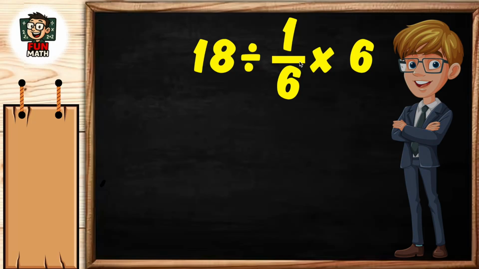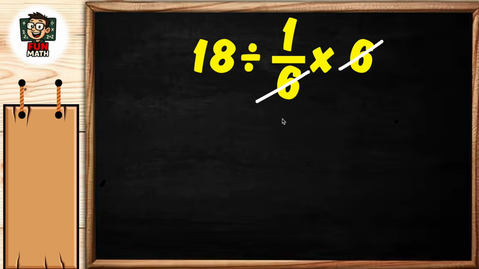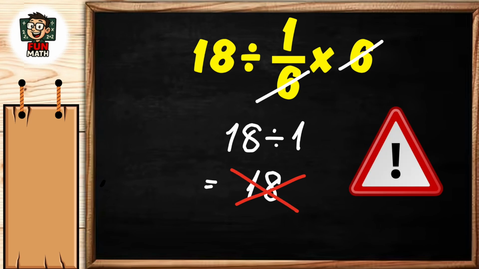Let's look at the solution. First, the digits 6 are simplified. The remainder becomes 18 divided by 1. 18 divided by 1 equals 18. If you solve the question this way, you solved it incorrectly.